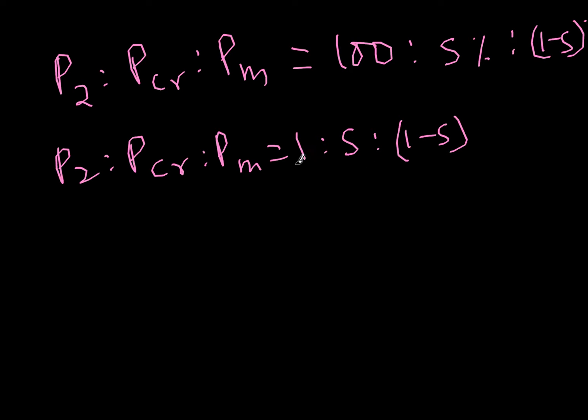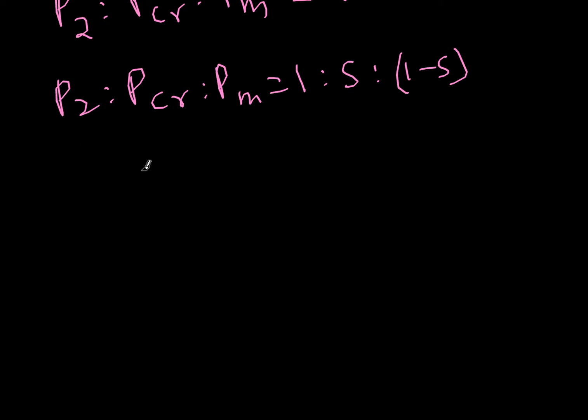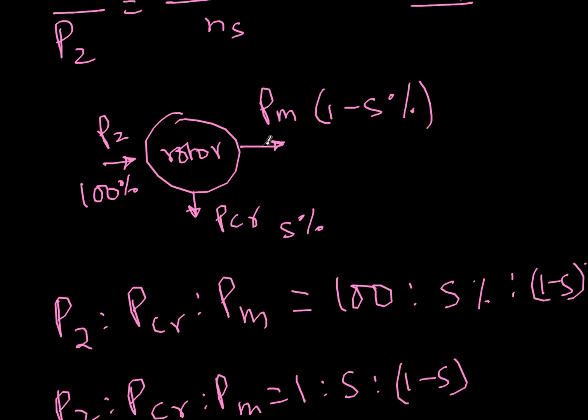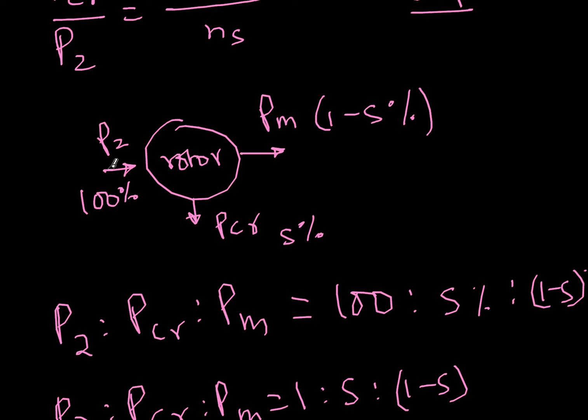So what do we understand from this? If there is an induction motor, and 100% of power enters the rotor of the motor, this is the air gap power, or the power coming from the stator. So there is a stator here, and from the stator the power is entering into the rotor through the air gap, that is P2. So for every 100% power entering into the rotor, slip percent is lost here.